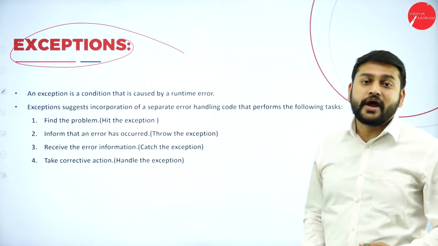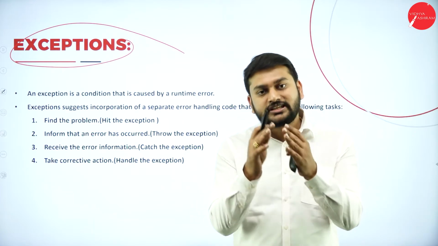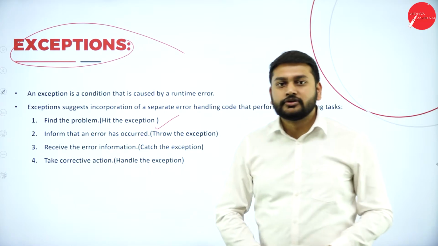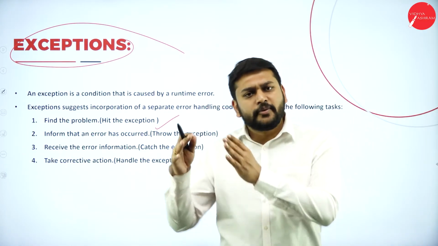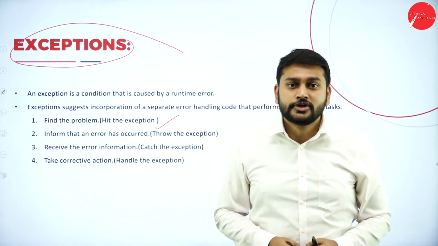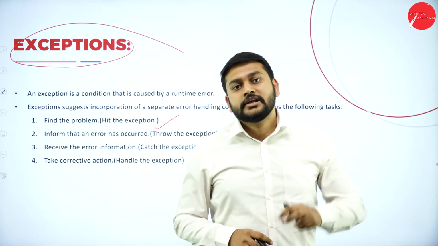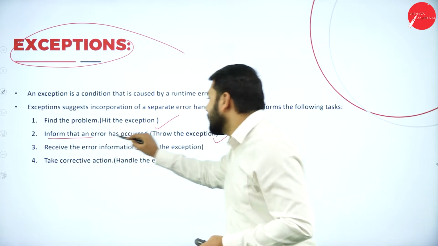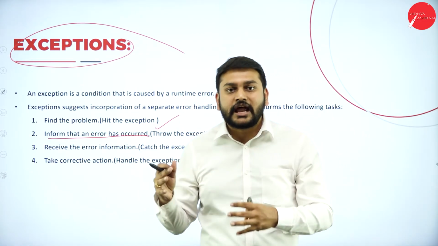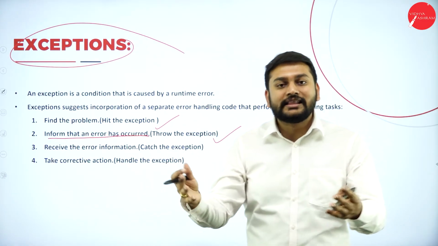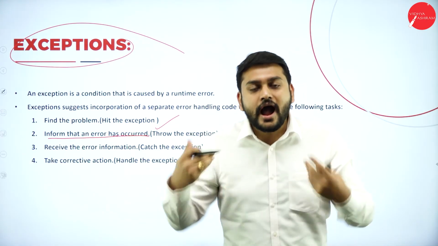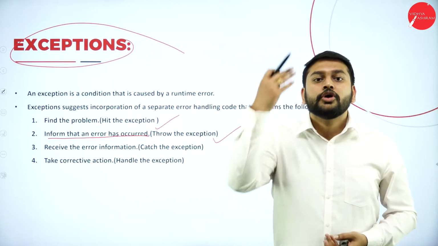So now, how do I handle this exception? The first step is to hit the exception. Hit the exception in the sense, I need to find out what the problem is first. Then after that, I need to throw the exception, informing that an error has occurred. I need to throw what exactly the exception is. What different types of exceptions are occurring in my program? So I need to throw that.